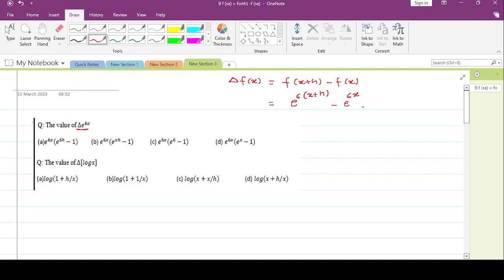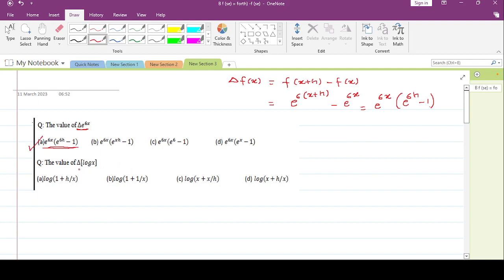Okay, so what can be taken common from this? We can take e raised to the power 6x common, so it is e raised to the power 6x times e raised to the power 6h minus 1. Okay, so see here which option is correct for this question. This option is correct. Okay, so A option is correct.